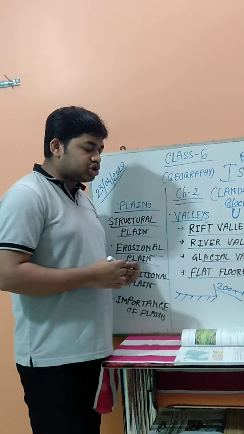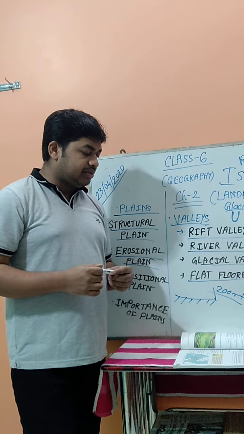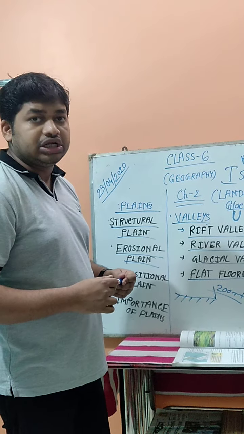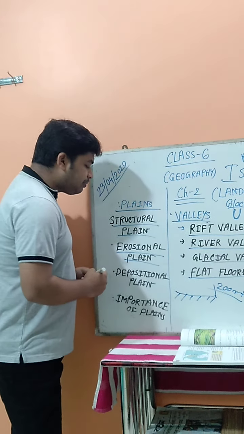What are the examples of the erosional plain? The plains in North America and northwestern Europe are erosional plains. These are the different examples of the erosional plain. And the last is the depositional plain.